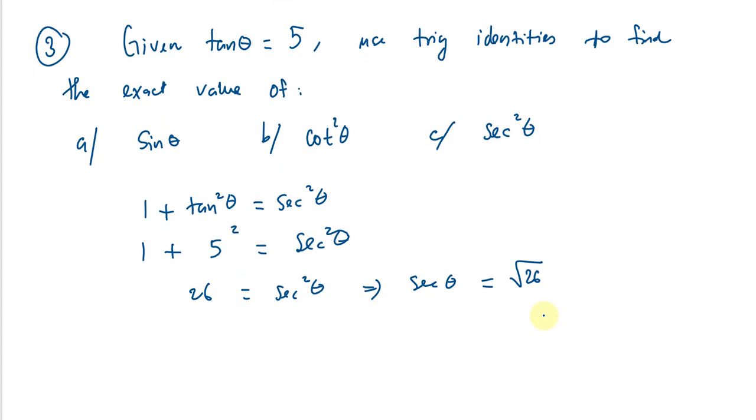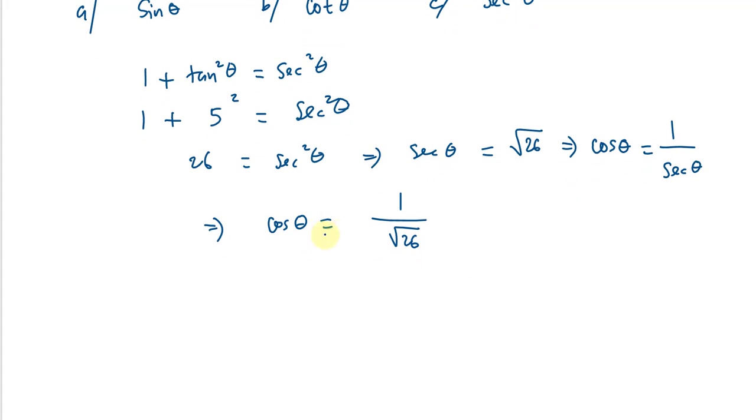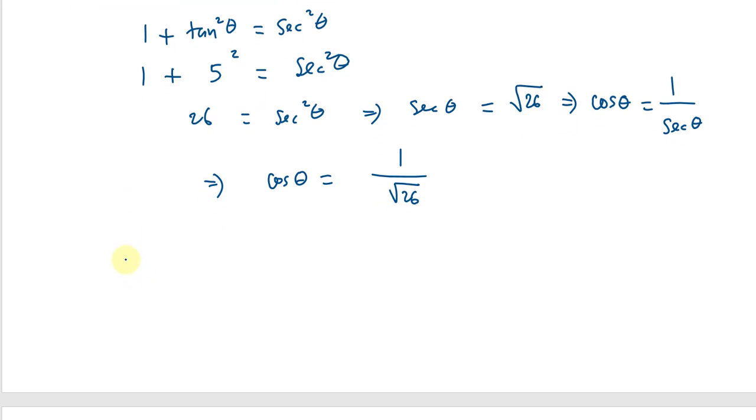And once I know secant, I know that cosine is 1 over secant, right? So that I can find cosine. I can find cosine to be 1 over the square root of 26. Now, once I know cosine, once I know tangent, I can find psi.